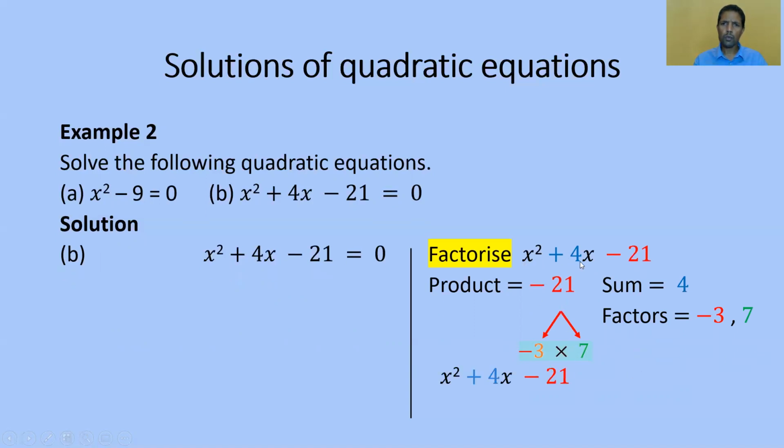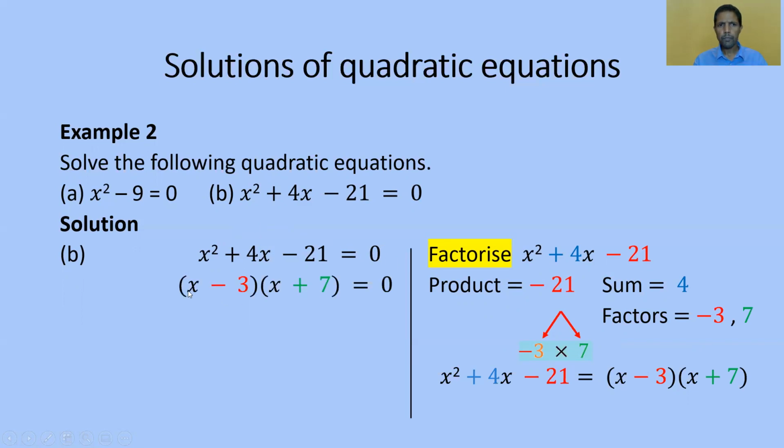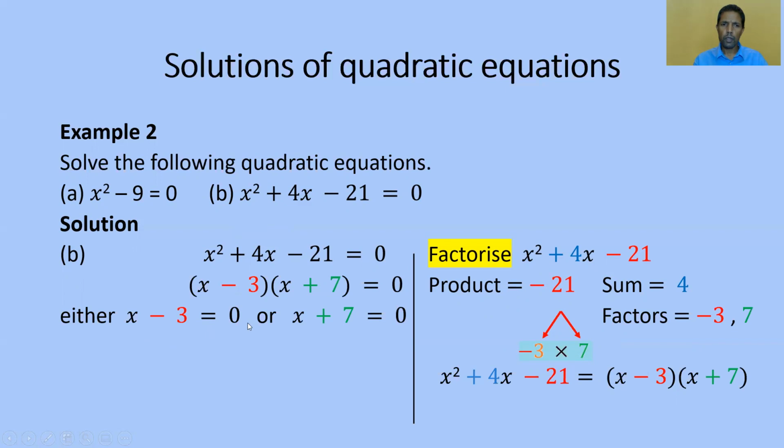So to factorize x squared plus 4x minus 21, we have x minus 3 into x plus 7. So to solve x squared plus 4x minus 21 is equal to 0, we have x minus 3 into x plus 7 is equal to 0. Either x minus 3 is equal to 0 or x plus 7 is equal to 0. Therefore, x is equal to 3 or x is equal to negative 7. Again, we can substitute the values of x into the initial equation to verify whether the answer is correct.